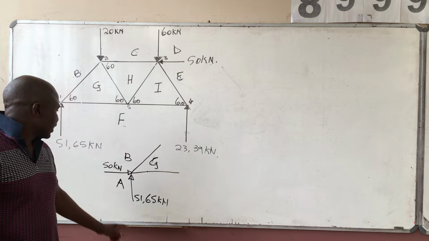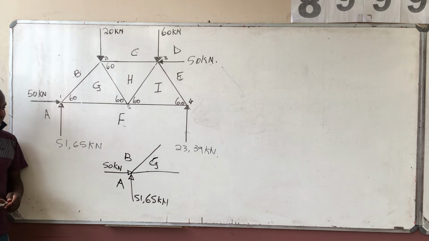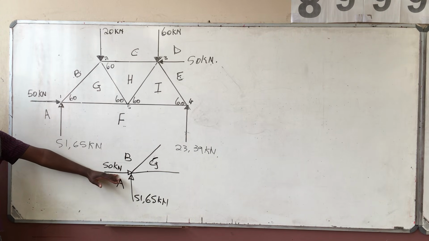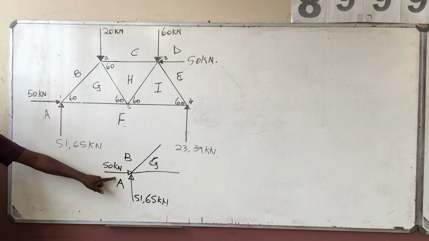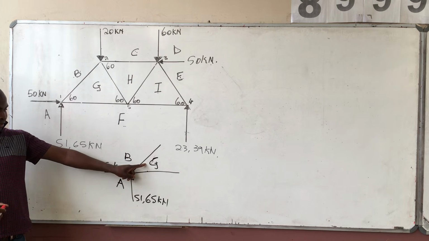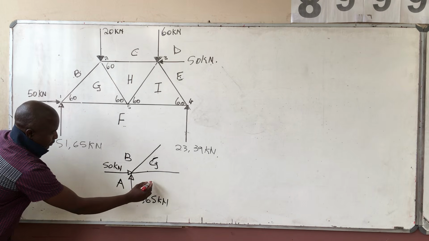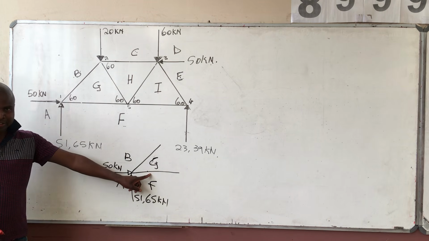So after extracting this point, I need to know the name of this member. What is the name of this member? AB. This one? BG. This one? FG.